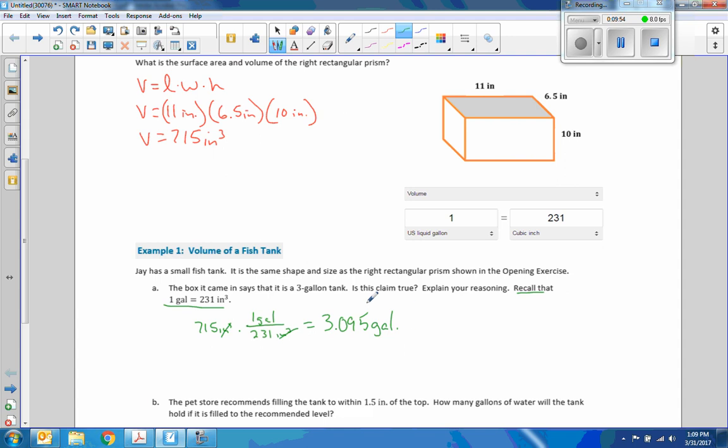Okay, so it says that it is a 3-gallon tank. Is this claim true? Well, 3.095, if we rounded to the nearest gallon, that'd be 3.1, which is less than 3.5, so we would round down, so I would say yes, the claim is true. If they were less than 3 gallons, then I'd have to say no. It's okay to over or underestimate a little. If you say it will hold 3 gallons, but it holds a little bit more, consumers would be happier than if you said it holds 3 gallons, but it holds a little bit less than 3 gallons.